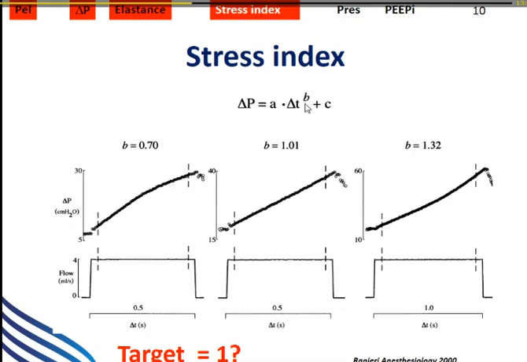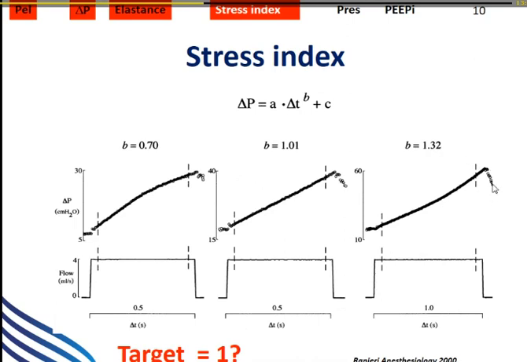It tells us how much the pressure is going to change in proportion to the change in time, meaning in terms of volume. In a case like this, with a B equal to 1, the elastance is constant. There is a proportional increase in pressure and volume. But on the right-hand side here, the stress index is greater than 1, meaning that you have a progressive increase in elastance, a decrease in compliance.